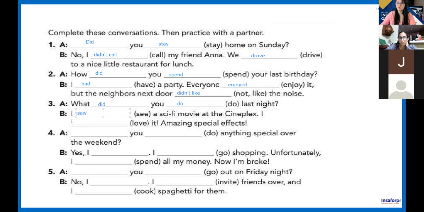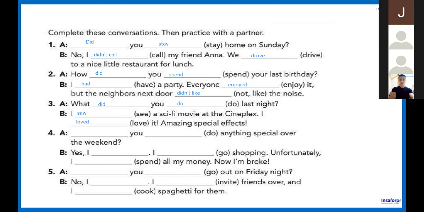I did love. Okay, tenemos el verbo love. Me encantó. Lo amé también. I loved it. Thank you, Alpha. Okay, what about number four? Can you help me? Let's see. Adonias, number four, Adonias, can you help me?